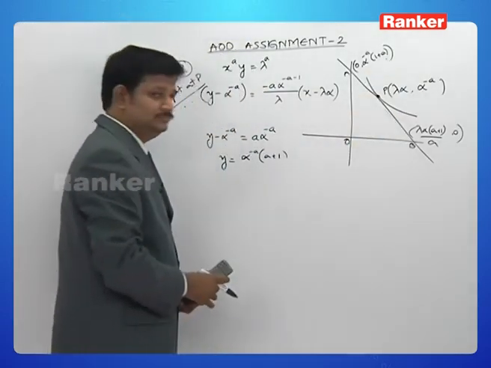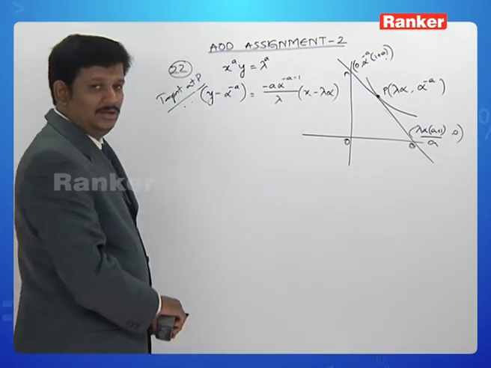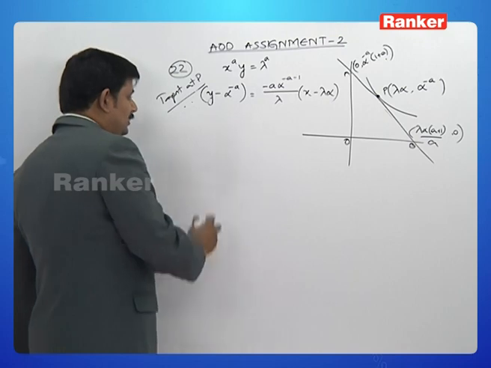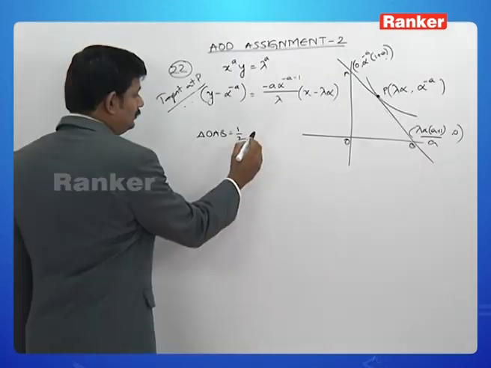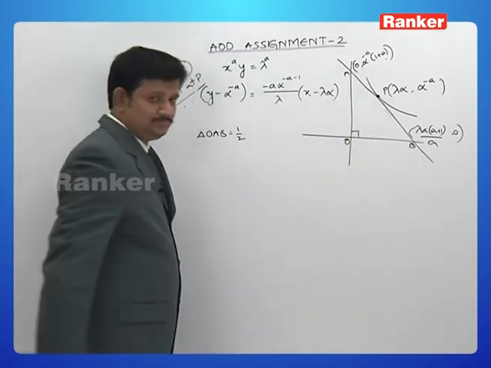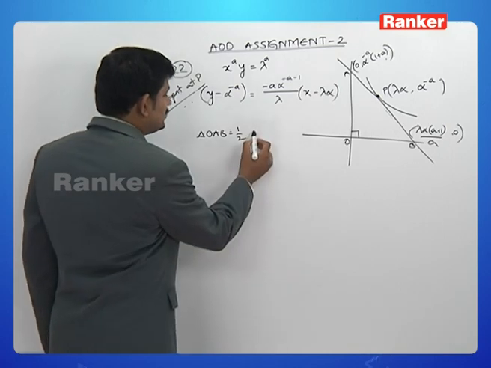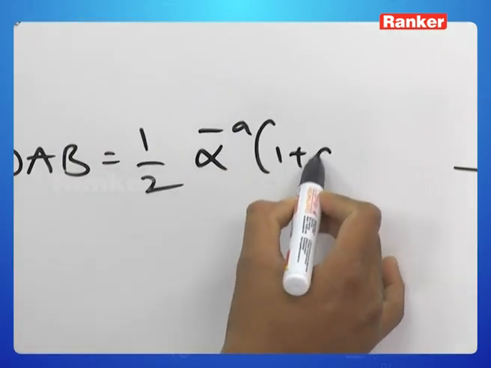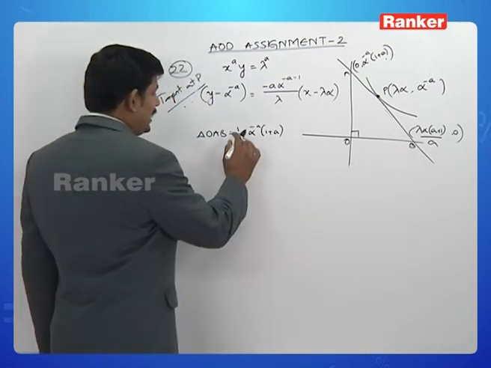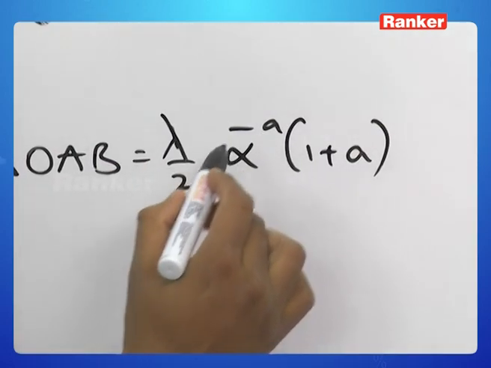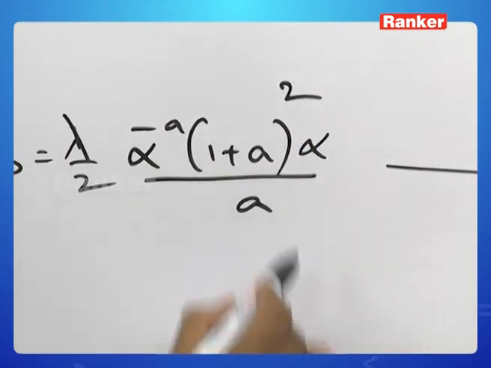Now we have A and B, and we want the area of the triangle OAB. The triangle OAB is a right angle triangle, so its area is half base into height. OA is α^(-a)(1+a), and OB is λα(1+a)/a.